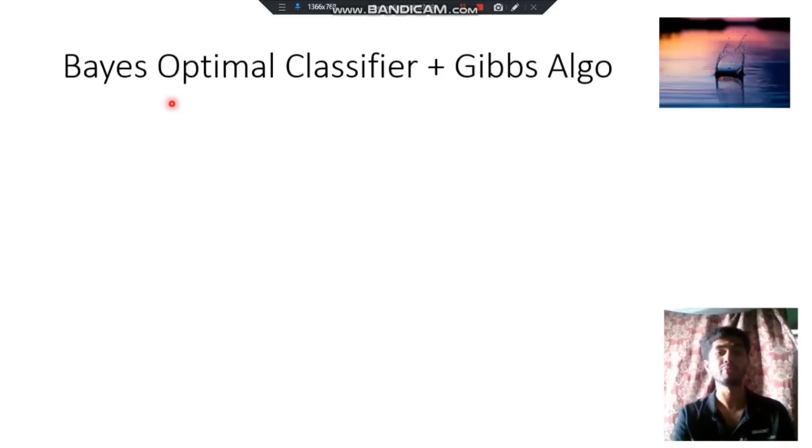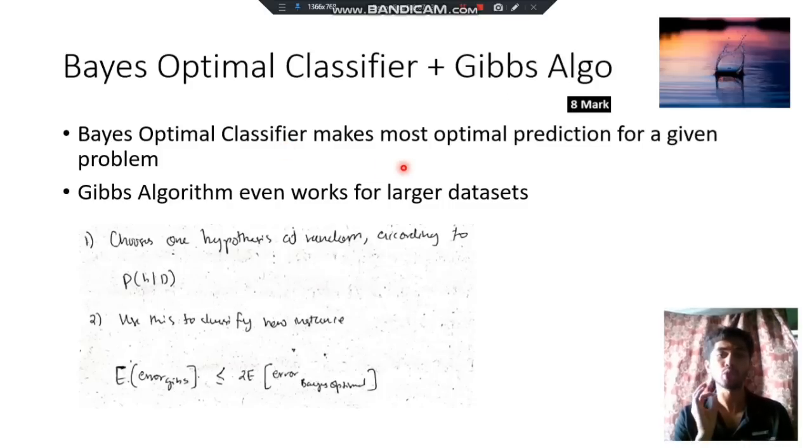Okay. Moving on, we have the Bayes optimal classifier and the Gibbs algorithm. Very simple. What you have to write is that it makes the most optimal decision or prediction. Gibbs algorithm works for larger data sets. That's all. That's the difference. For more information, watch the theory video; I've made that in more depth. And the two-step algorithm is this: choose one hypothesis and classify the new instance using it. The expected error in Gibbs is less than or equal to 2 times the error of Bayes optimal. Just use this formula. Whichever satisfies this formula is a consistent hypothesis.